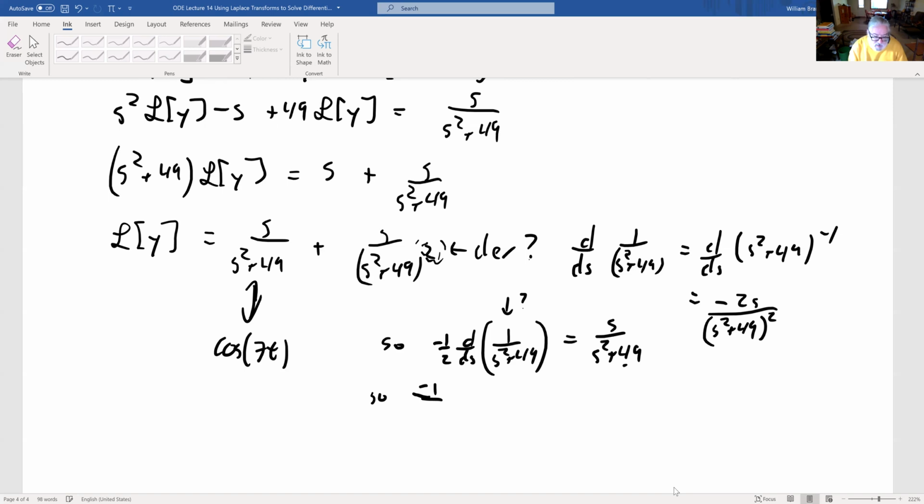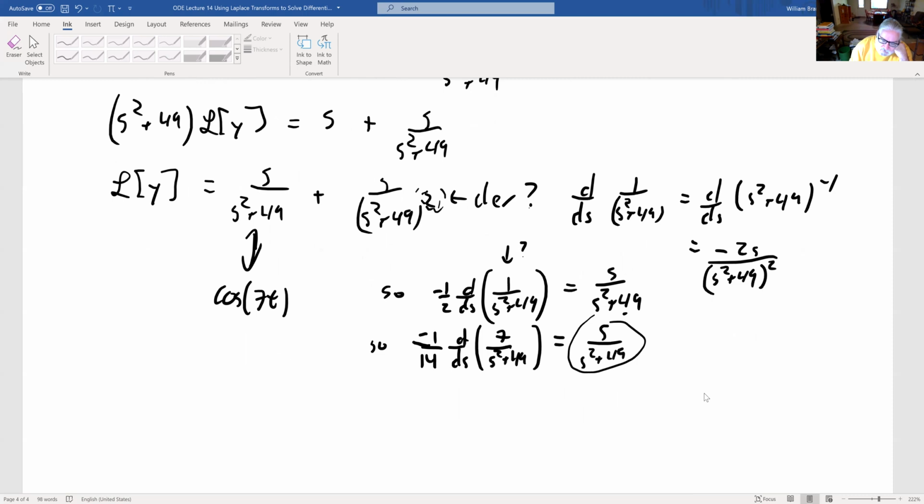So that gives me a minus 1 over 14 outside, d by ds of 7 over s squared plus 49. So the thing that I want is minus 1 over 14 times the derivative of 7 over s squared plus 49. And that means that the Laplace transform of this will be 1 over 14 t sine of 7t. So the minus differentiation tells me that I've multiplied by t. So differentiation in the s domain means multiplication by t in the time domain.